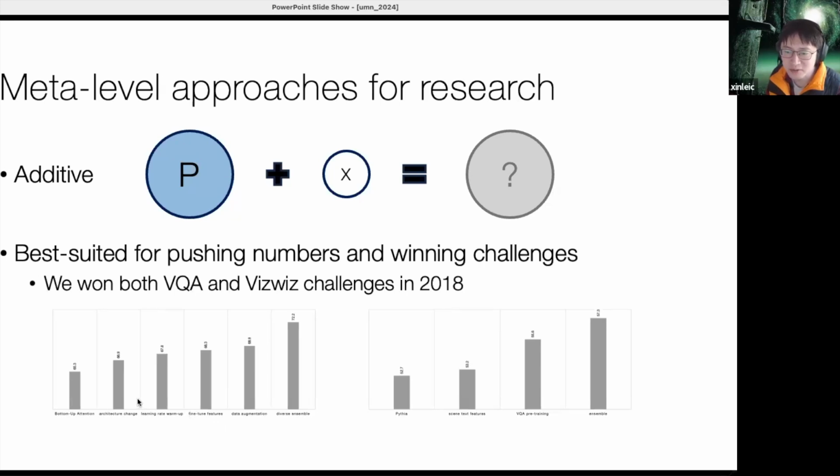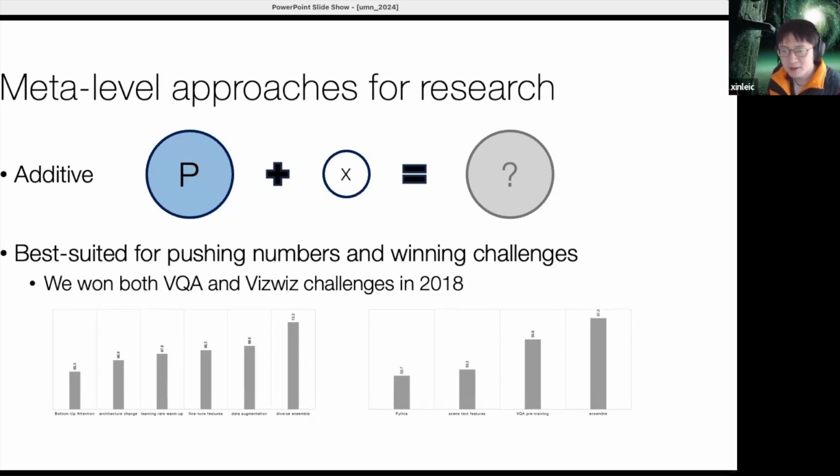So with this kind of research, you usually see some progressive bars like in the bottom. You start with some baselines, you keep adding things to it, and each component will boost the performance to some level, and then in the end, it reaches the highest performance and wins the challenge.